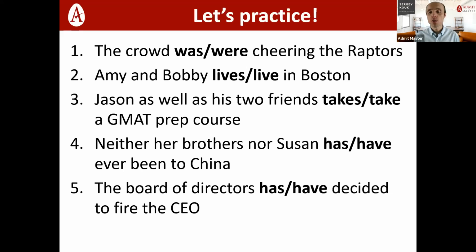Number five, the board of directors has or have decided to fire the CEO. Well, again, by the majority vote, it's actually has, but a very large number of people also answered have. Now, when we speak, we usually say have, because of course it's the directors who decided, not the board. I mean, how could the board decide to fire the CEO? That makes no sense. Yet it absolutely does, because it is the board, just like the crowd, who decided. The directors themselves are simply a part of the board.